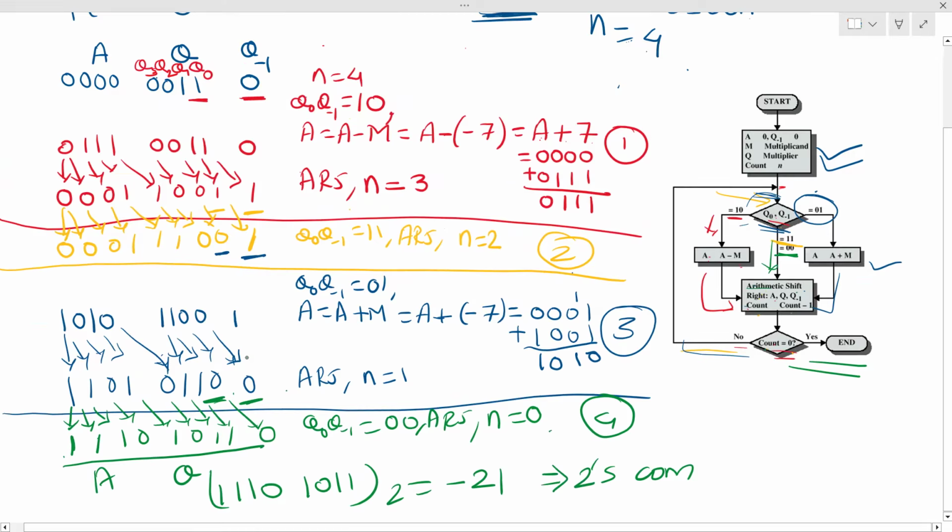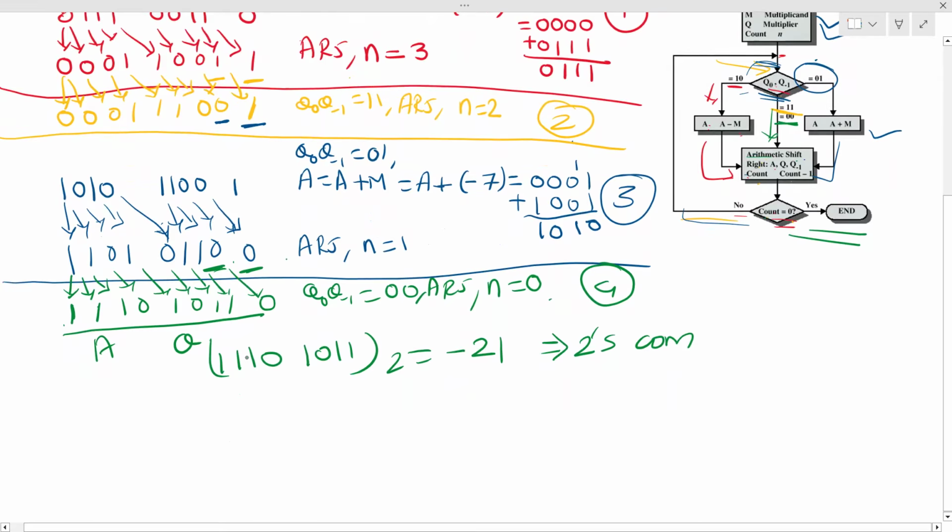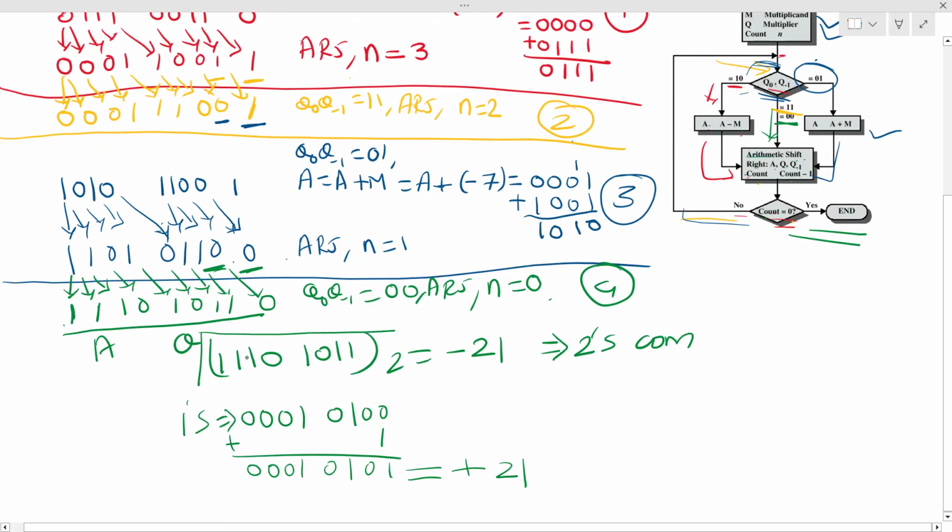Okay, so first I will take 1's complement. So to take 1's complement, just invert all these bits. Okay, so this is 1's complement, add 1 to it. You will get 1, 0, 0, 1, 0, 1, and this is equivalent to plus 21. That means the product which I got is the correct one. Okay, so in this way you can solve any example.